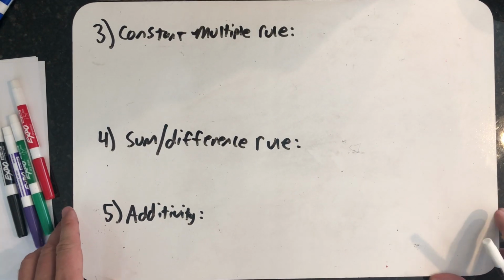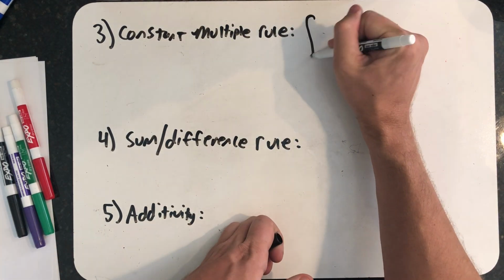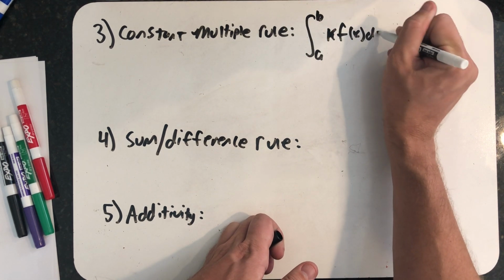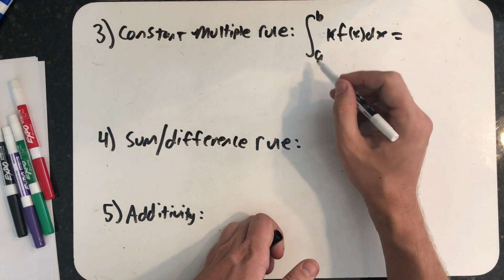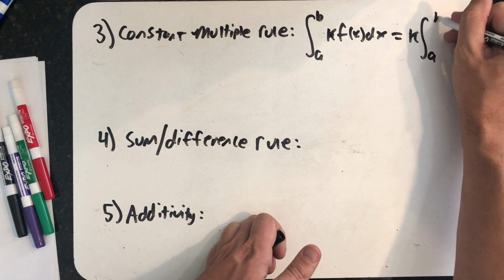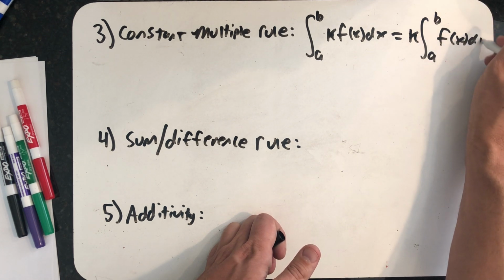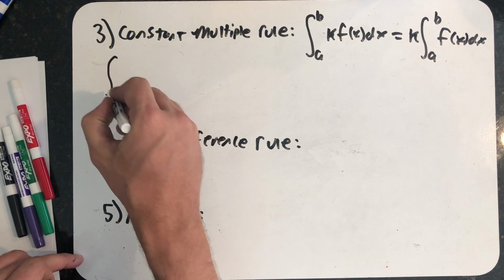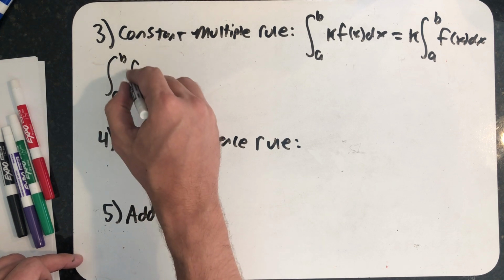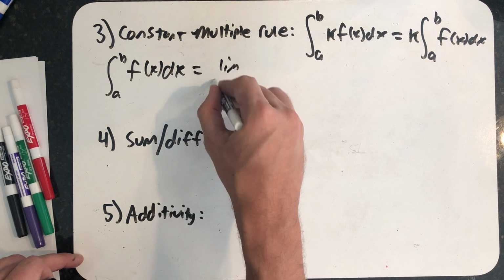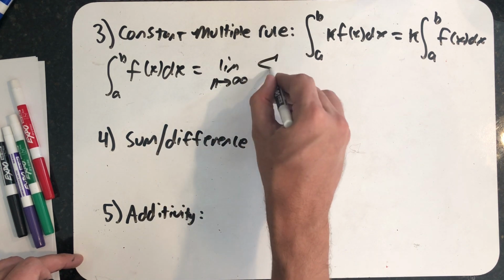Next, we have the constant multiple rule, which says if k is a constant and I try to integrate from a to b k times f of x dx, then I get the same thing as if I multiply the definite integral by k. I get k times that definite integral. Well, if I think about the definition of the definite integral, the limit as n approaches infinity of the Riemann sums.